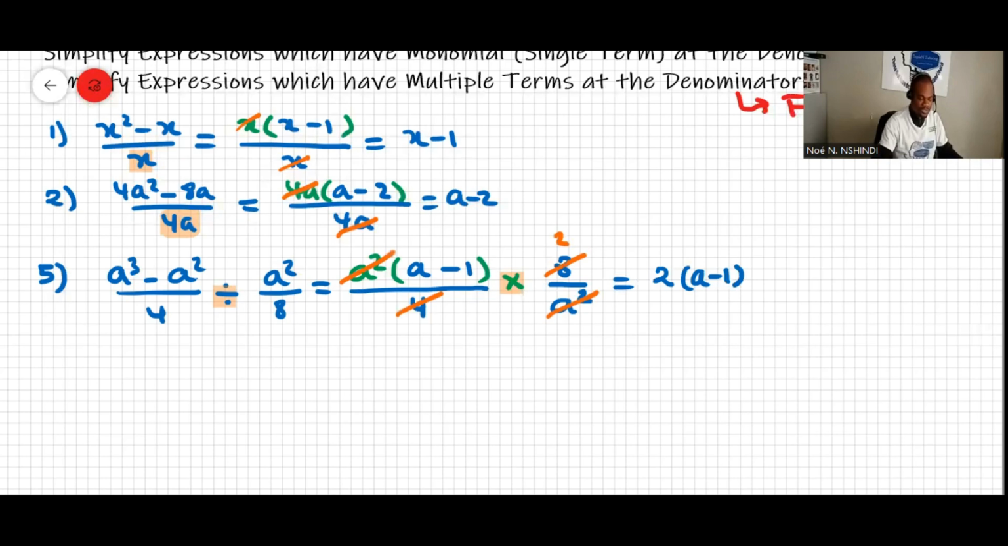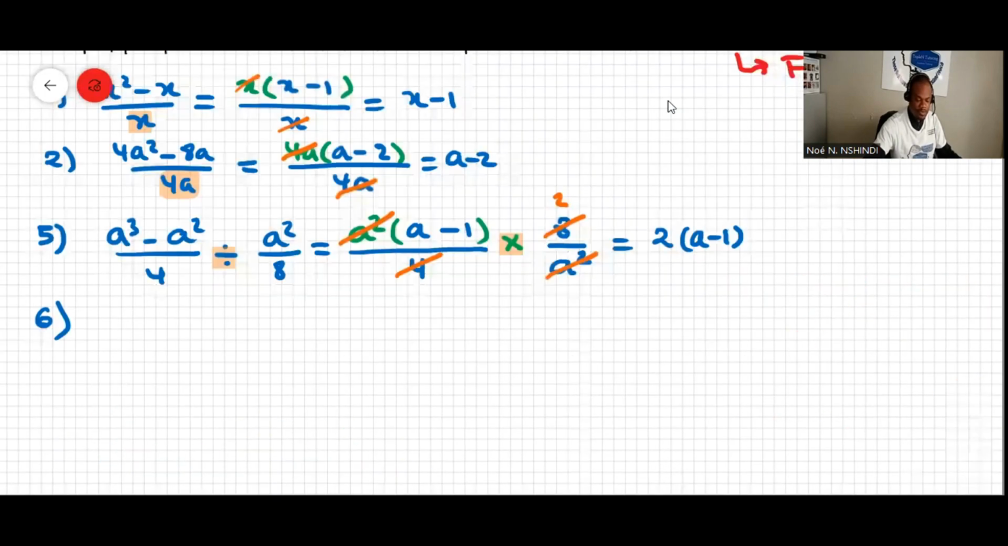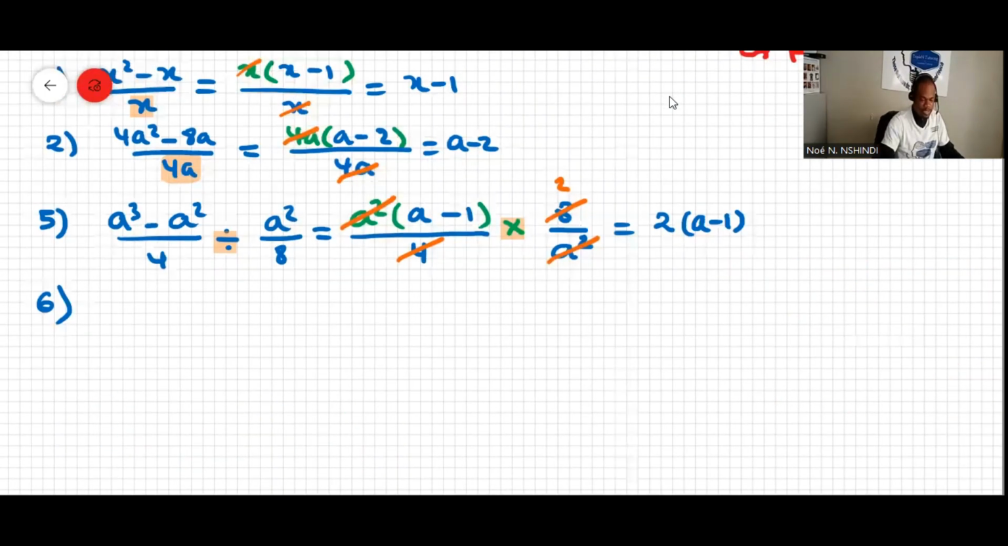Now we can do question 6. Question 6: x squared minus 4 over x squared minus 2x. Now over here, the denominator doesn't have one single term. It has two terms. So we will try to simplify both the numerator and the denominator.